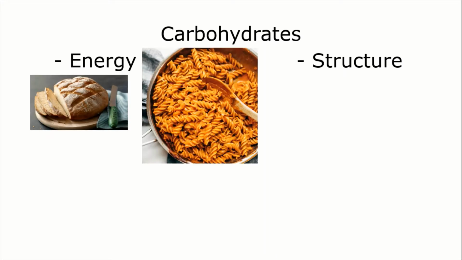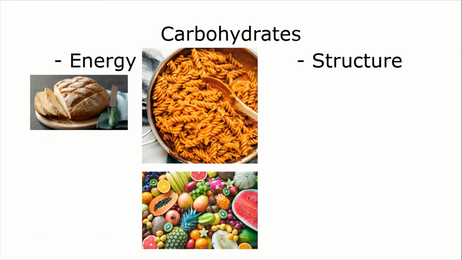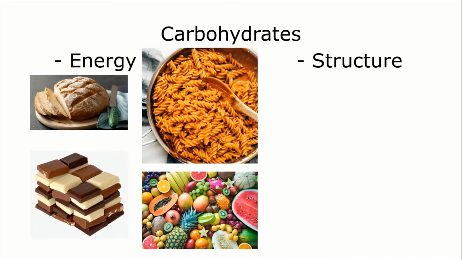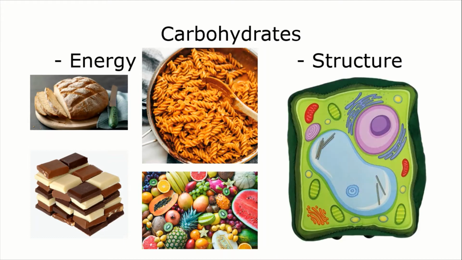Things such as bread and pasta, which are considered more starchy carbohydrates, give longer lasting energy because the carbohydrates found within them are much larger, so they take much longer to be broken down by the body, and so they provide slow release energy. But we can also find carbohydrates in foods such as fruit and chocolate, and these often contain simpler sugars which are more easily broken down. Carbohydrates also play a role in structure, and in our next video we'll be looking at how cellulose can be used to provide rigidity to plant cells.